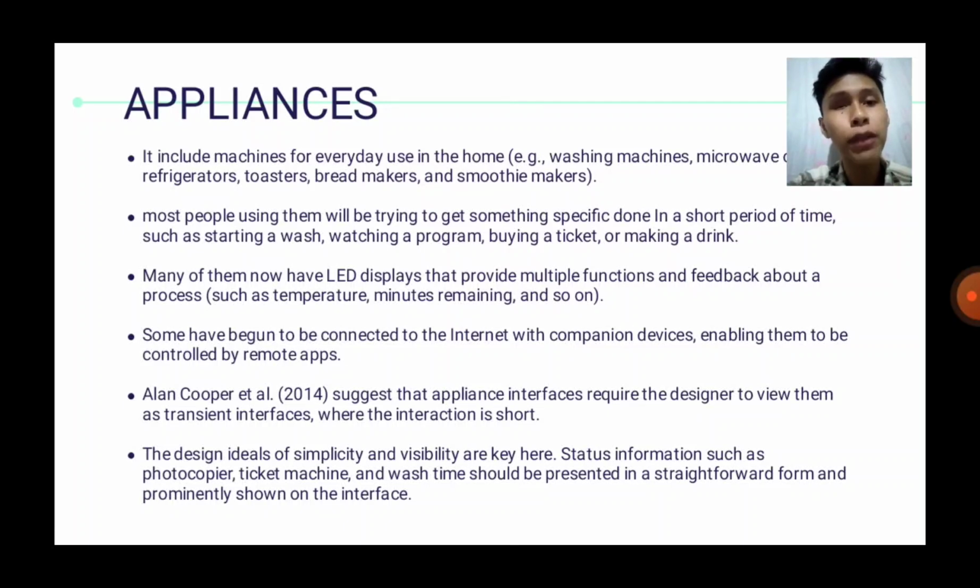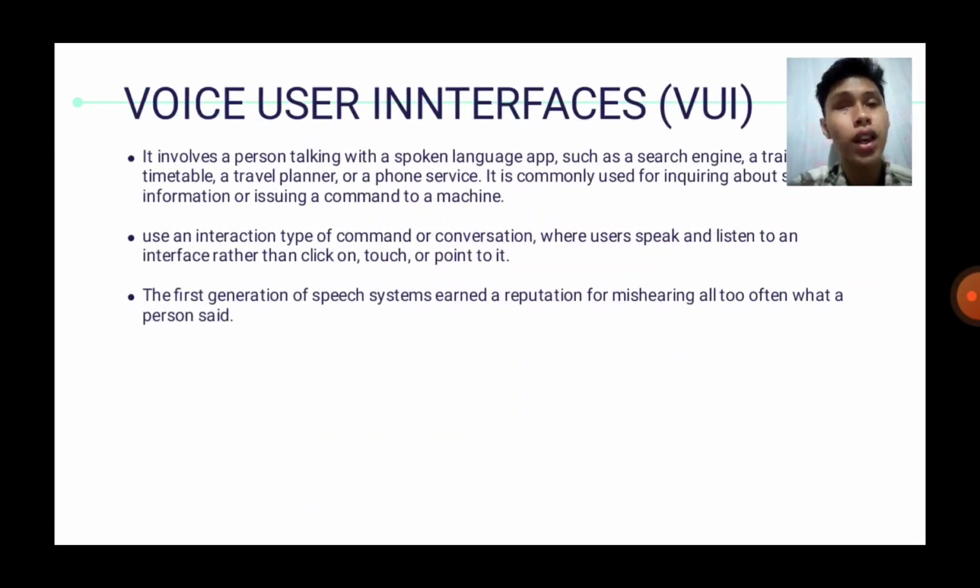Since 2014 suggests that appliance interfaces require the designer to view them as transient interfaces wherein the interaction is short. The design ideas of simplicity and visibility are key here. Status information such as photocopier, ticket machine, and watch time should be presented in a straightforward form and prominently shown in the interface. Next, voice user interfaces or VUI.